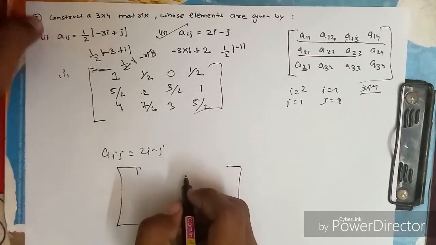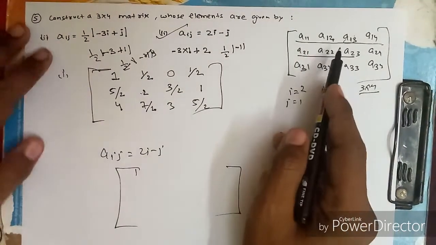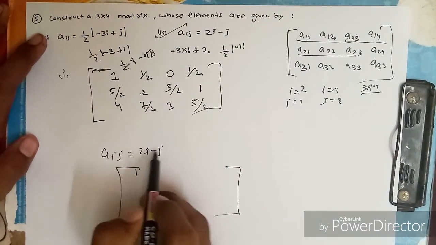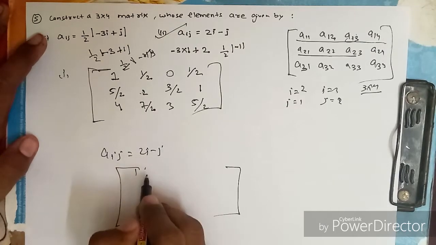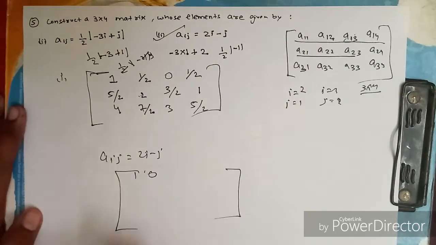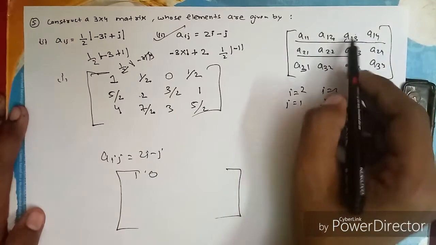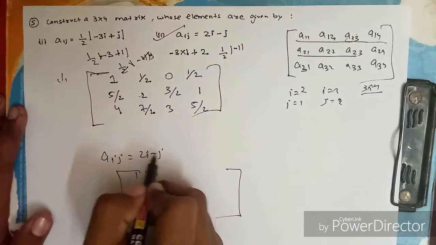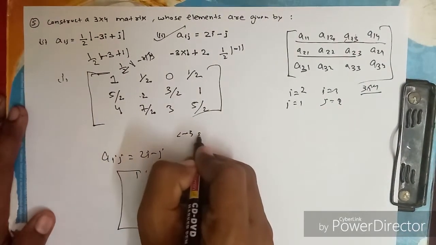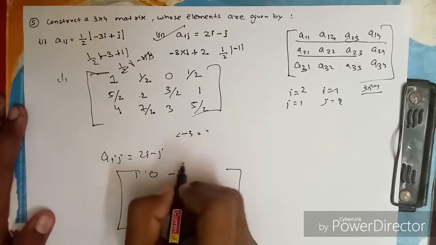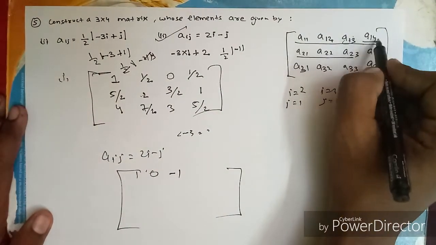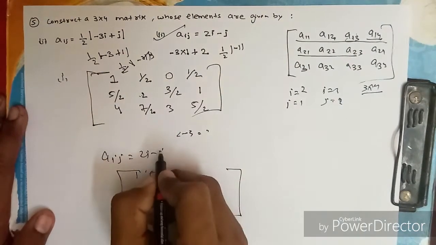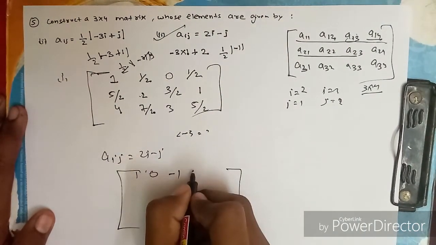And if you take this, then the value of i is 1 and the value of j is 2, so 2 into 1 minus 2 is 0. Again, if you take a13, then the value of i is 1 and the value of j is 3, so 2 into 1 minus 3, 2 minus 3, is minus 1. And if we take a14, the value of i is 1 and the value of j is 4, so 2 into 1 minus 4, that is 2 minus 4, is minus 2.